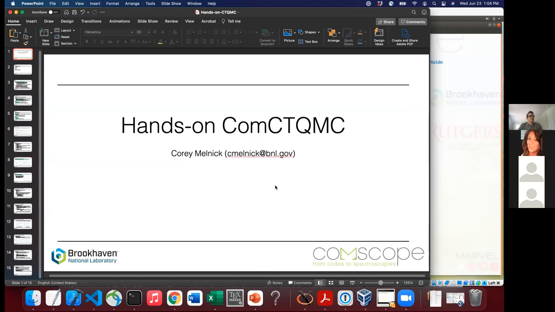The name of our CTQMC code is COMCTQMC, sort of following our convention of putting a COM for COMScope, our center, in front of our code names. What we have on the virtual machine is a little bit different than what COMSuite, like the COMDMFT, GW+DMFT codes are using. Just about to release a new version. And what you have is that near release version because the CPC article is just about to come out. And I'll be putting up the GitHub with my code and all the documentation following that.